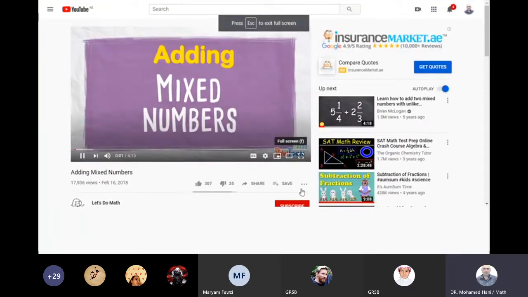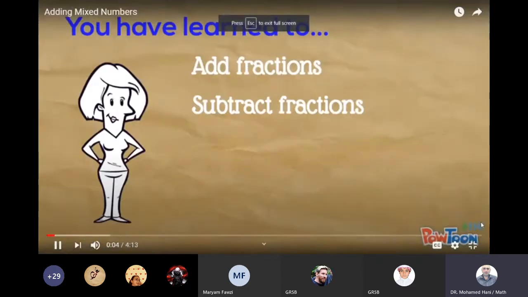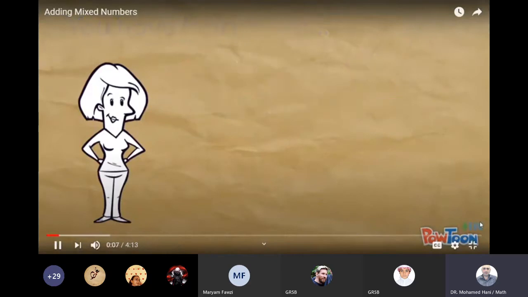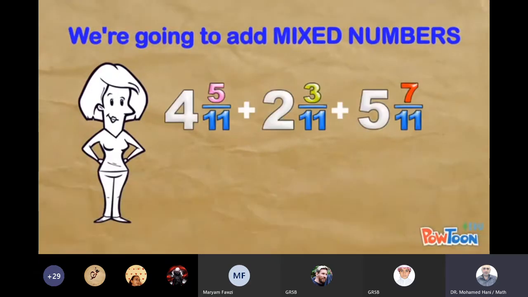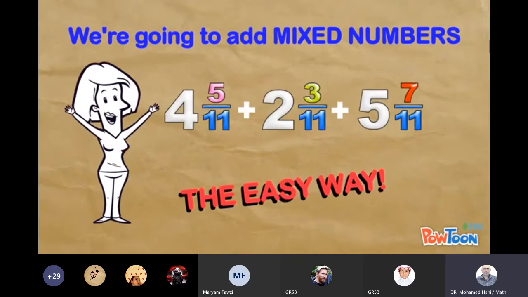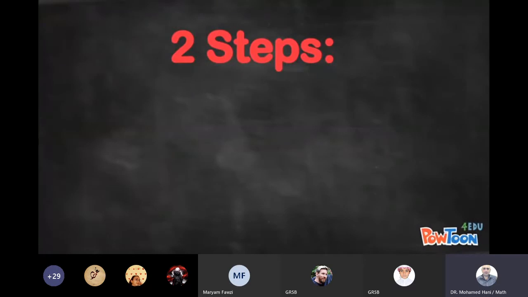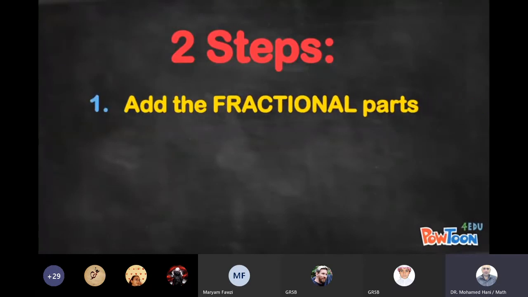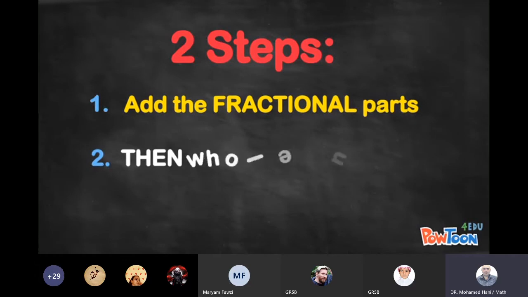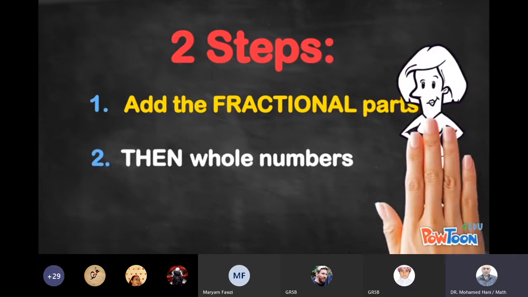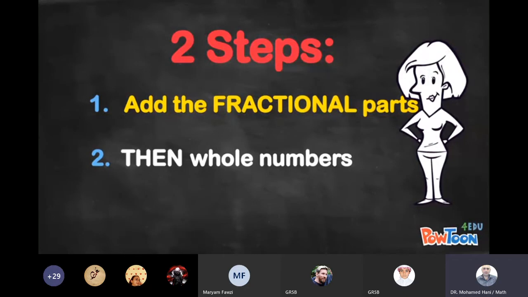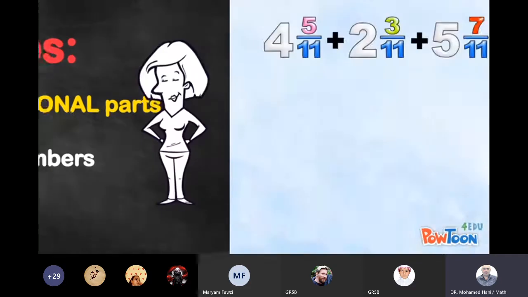Adding mixed numbers. You've learned to add fractions and subtract them. Now we're going to add mixed numbers. I'm going to show you the easy way to do this. We do the problem in 2 steps. First, we add the fractional parts. Then we deal with the whole number parts. Think of it as saving the easy part for last. And there's an important reason why we work with the whole numbers last, and you'll get that in just a moment. Back to our problem then.